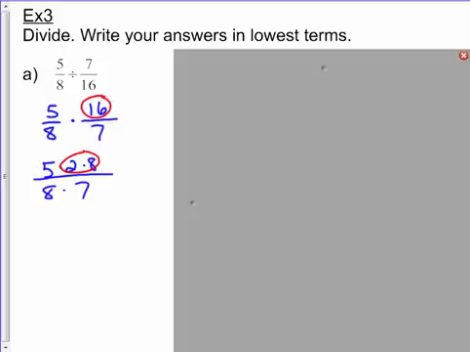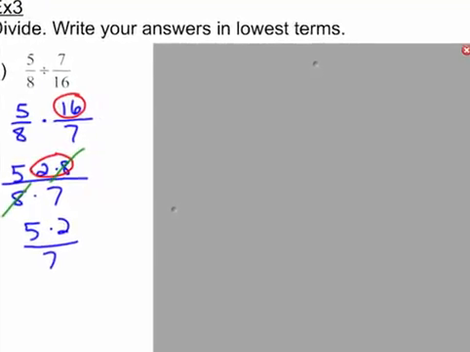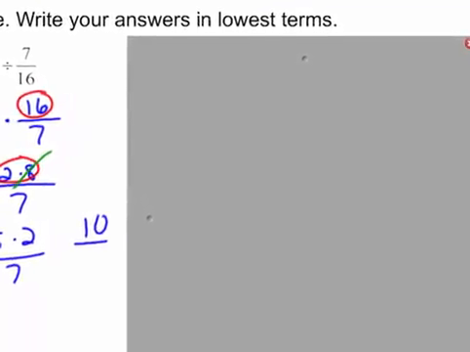I chose 2 and 8 instead of 4 and 4 simply because I see there's an 8 on the bottom. The 8s are going to cancel out. So I may be left with, on the top, 10. On the bottom, 7.